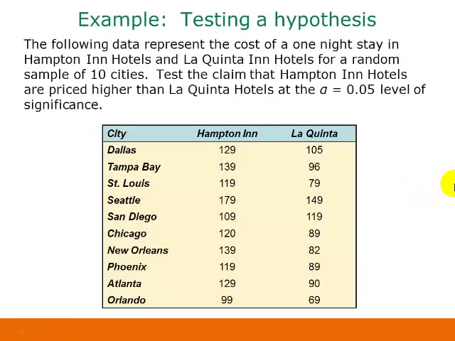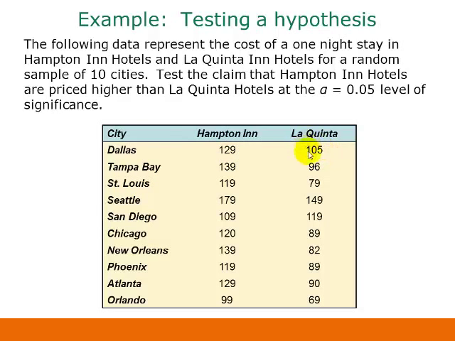Here's an example. The following data represent the cost of a one-night stay in Hampton Inn Hotels and La Quinta Inn Hotels for a random sample of 10 cities. Test the claim that Hampton Inn Hotels are priced higher than La Quinta Hotels at the alpha equals 0.05 level of significance. Now, why does this count as dependent samples or matched pairs? Because we have a list of 10 cities, and in each city we got a price for Hampton Inn and a price for La Quinta.